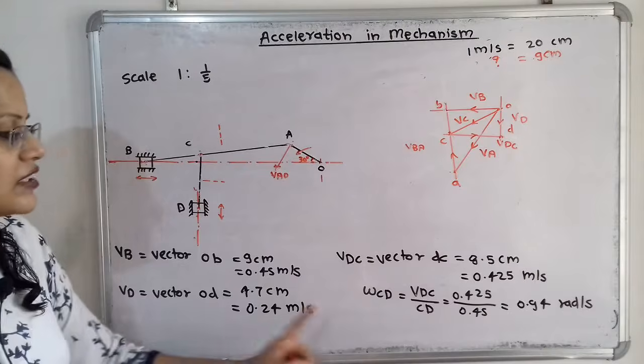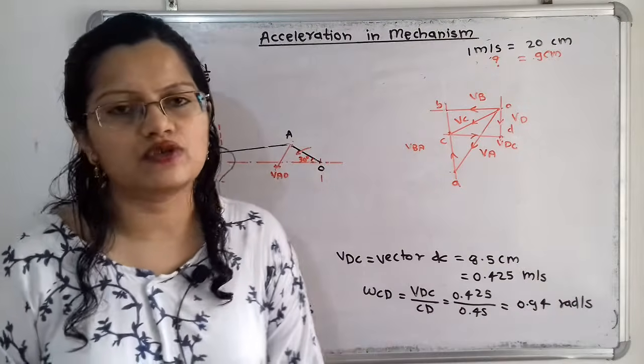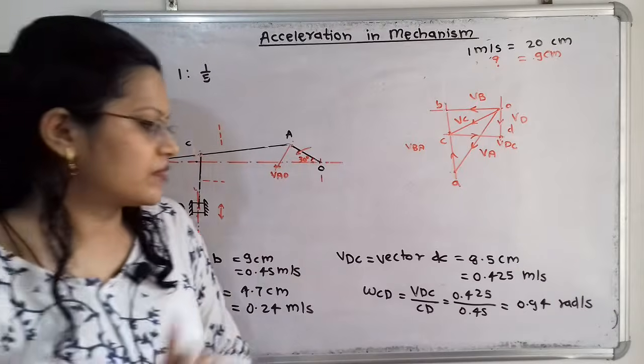So if we calculate this, we will get 0.94 rad per second. So this is the magnitude. So what about the direction?